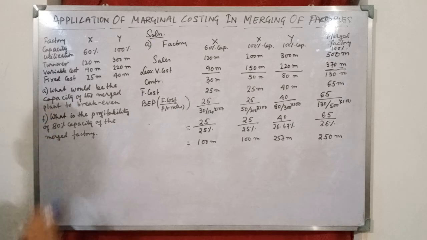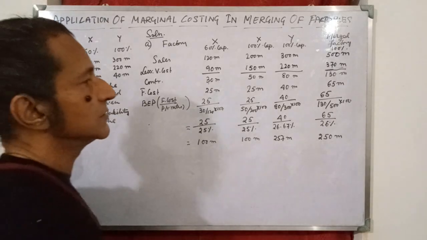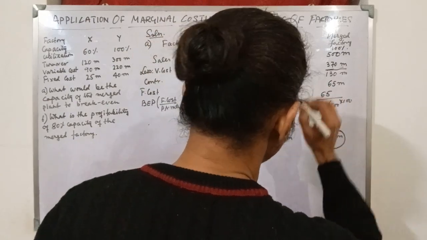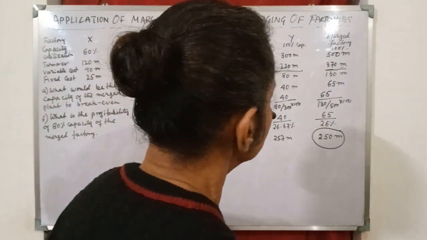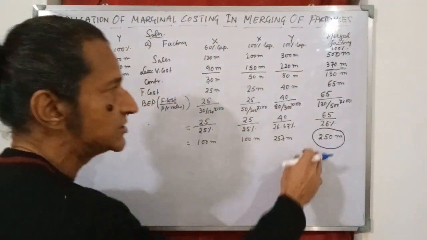So we have found out the answer to part A of the question, which is what would be the capacity of the merged plant to break even. So break even will be 250 million. So at what capacity would the merged plant run to reach the break even?